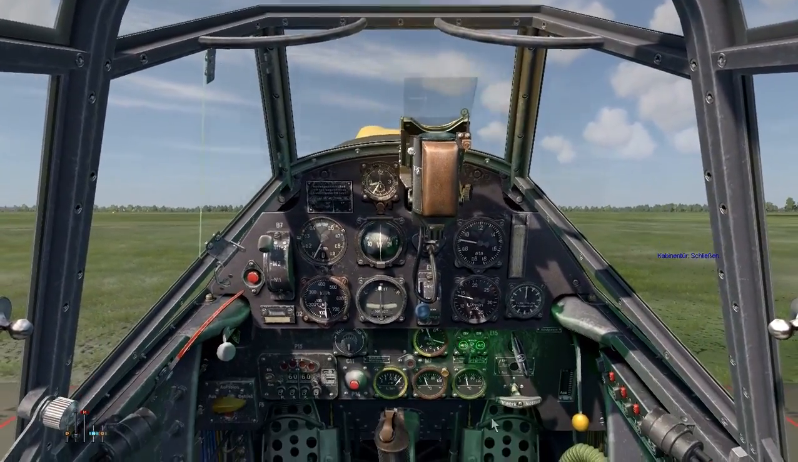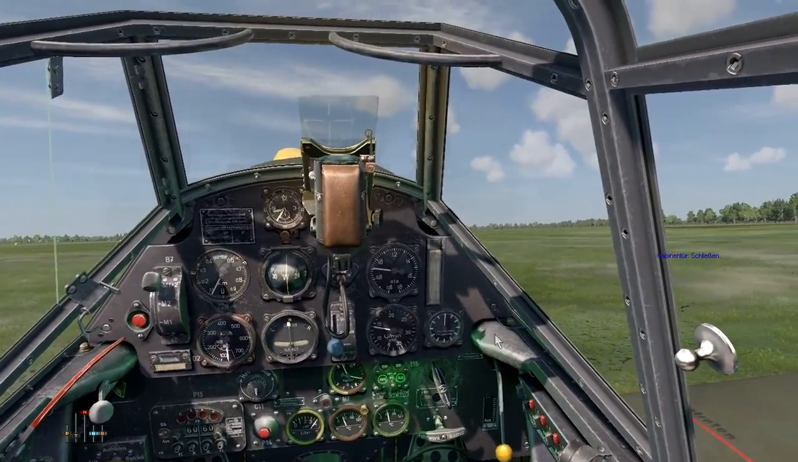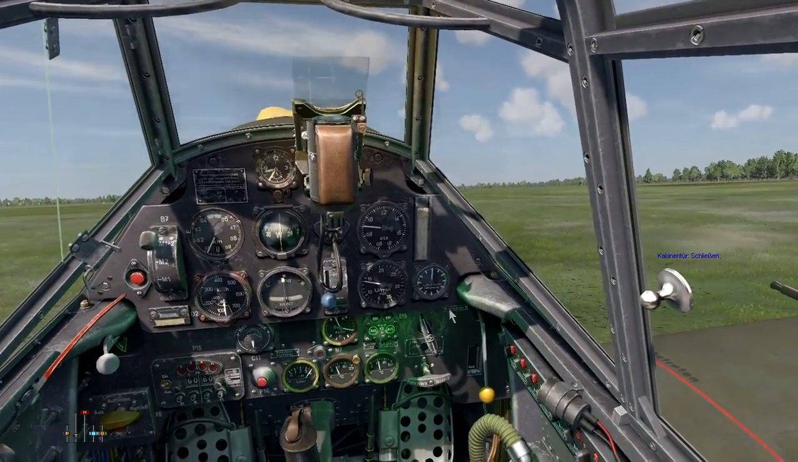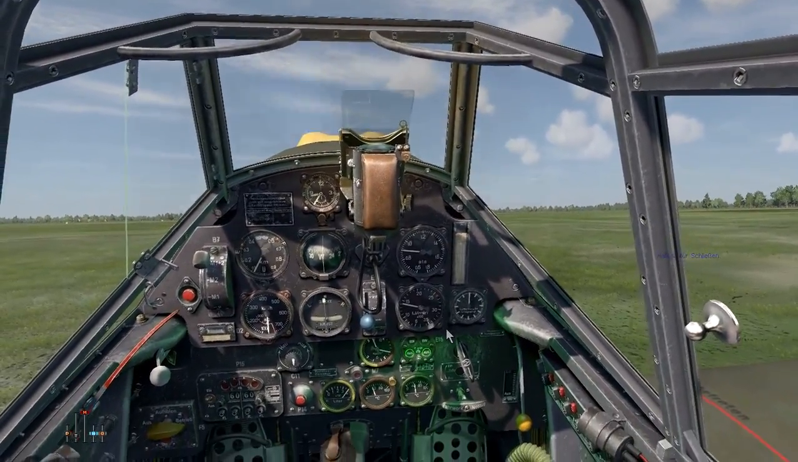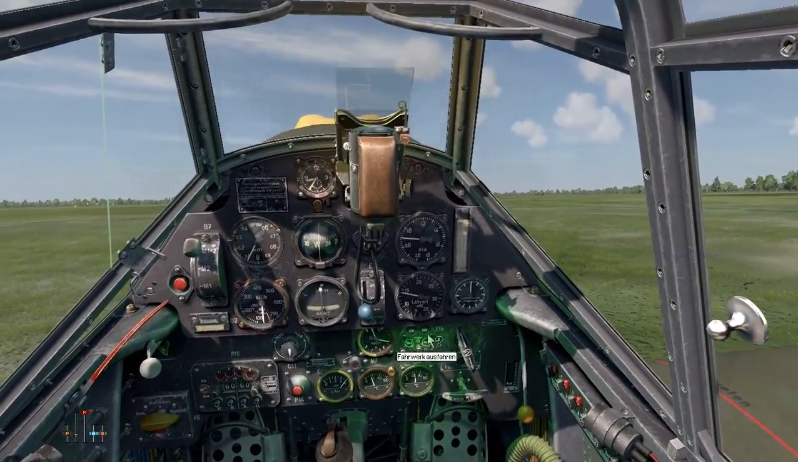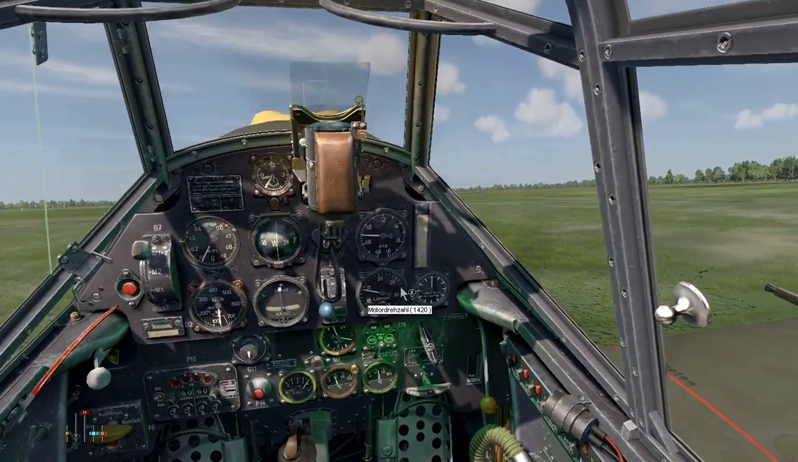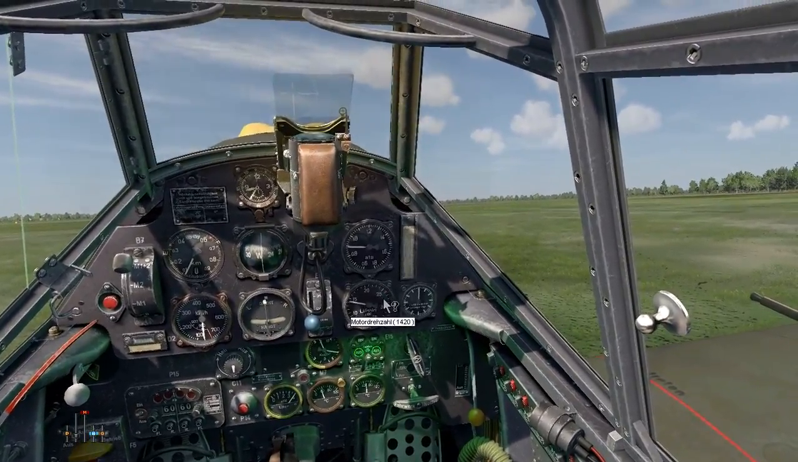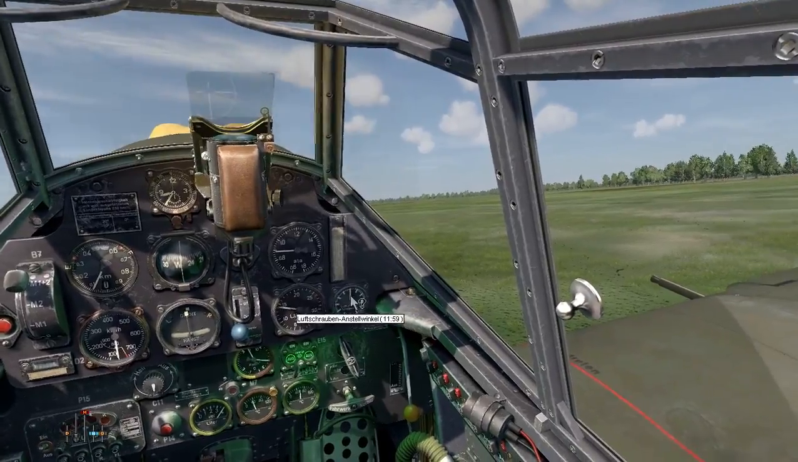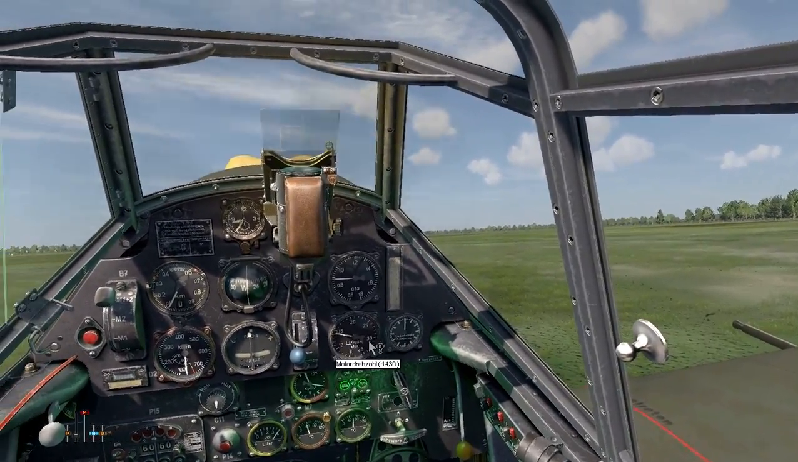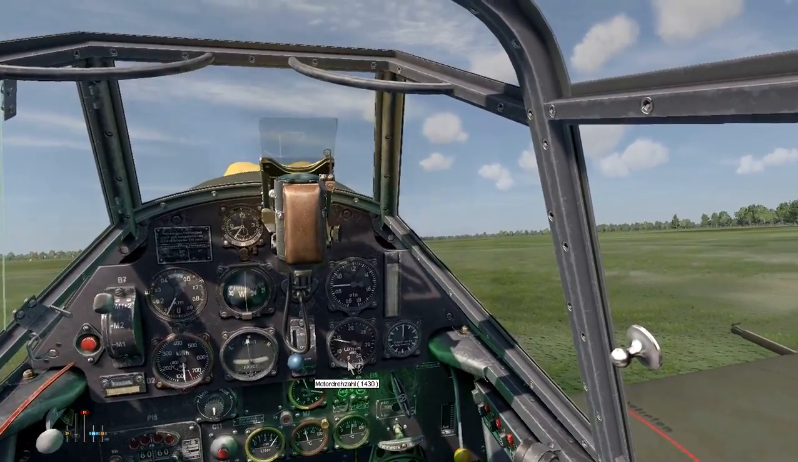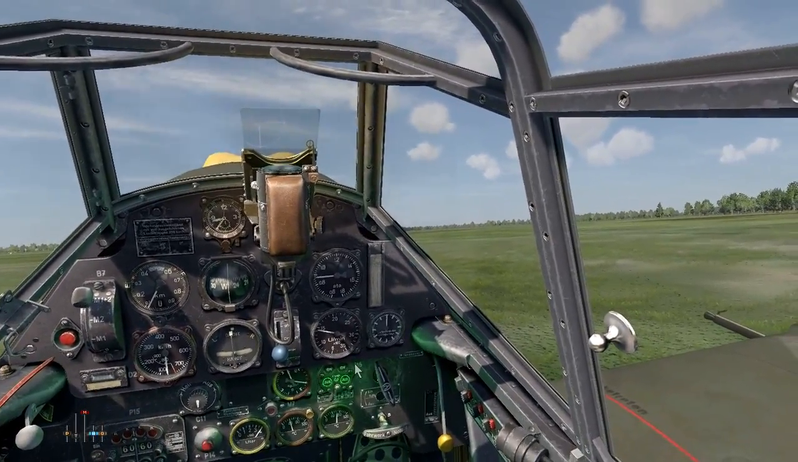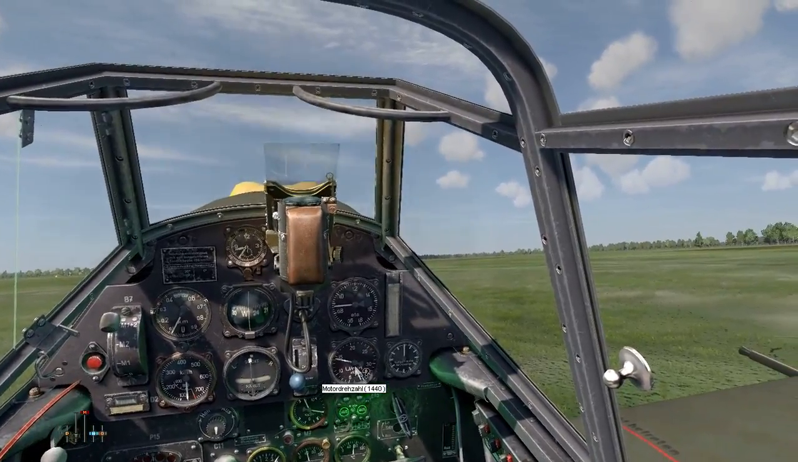But now, the only thing you need to know about the prop pitch is it's just a way to control your rounds per minute. And here you see your rounds per minute. The rounds per minute should be between 2,300 and 2,500 rounds per minute in the BF109. And by using this device, you will lower or raise your rounds per minute. And this is really all you need to know.